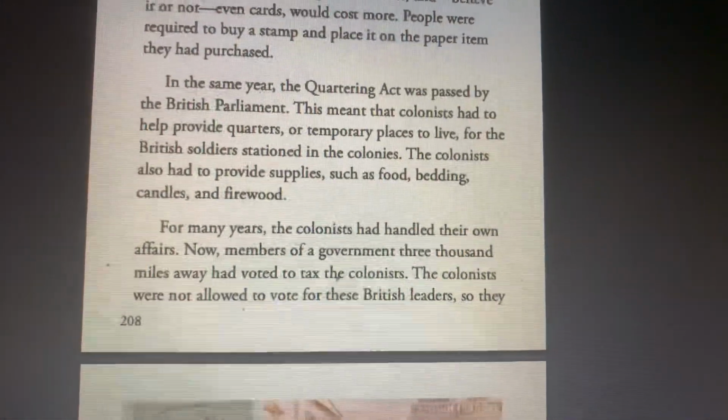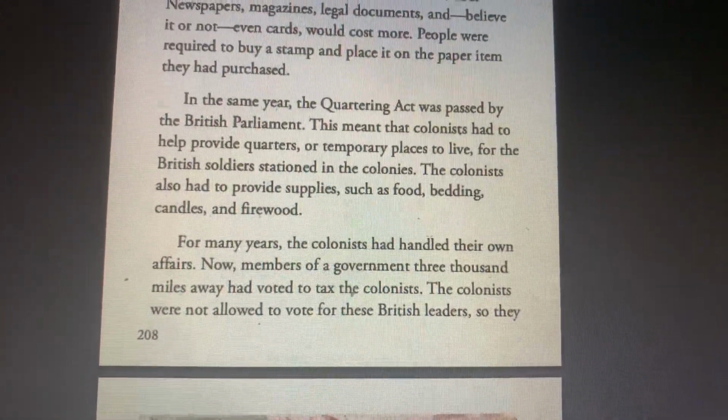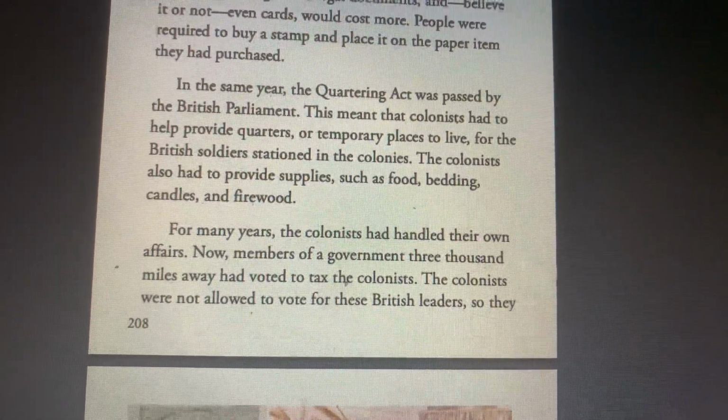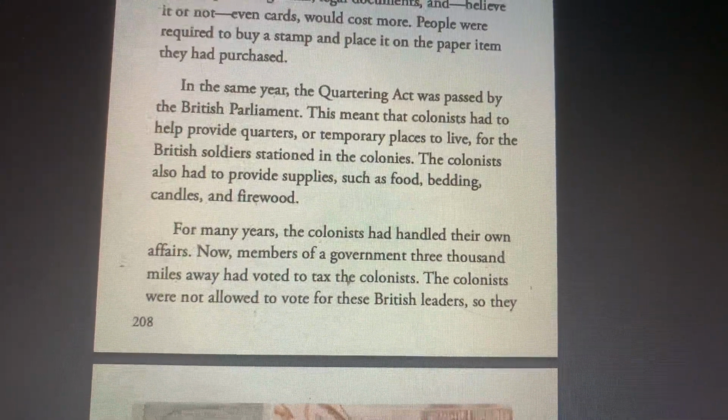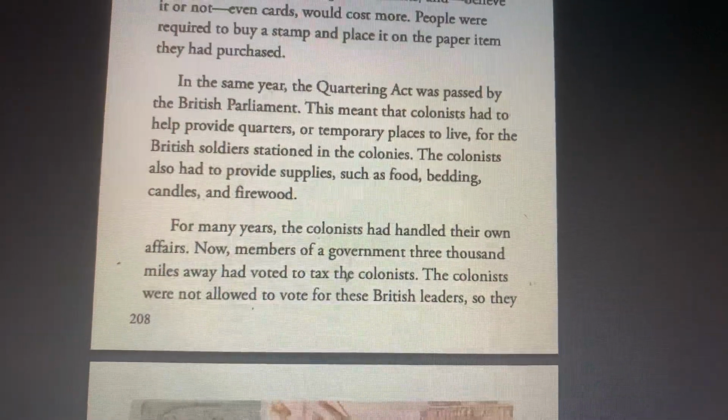In the same year, the Quartering Act was passed by the British Parliament. This meant that colonists had to help provide quarters, or temporary places to live, for the British soldiers stationed in the colonies. The colonists also had to provide supplies such as food, bedding, candles, and firewood.